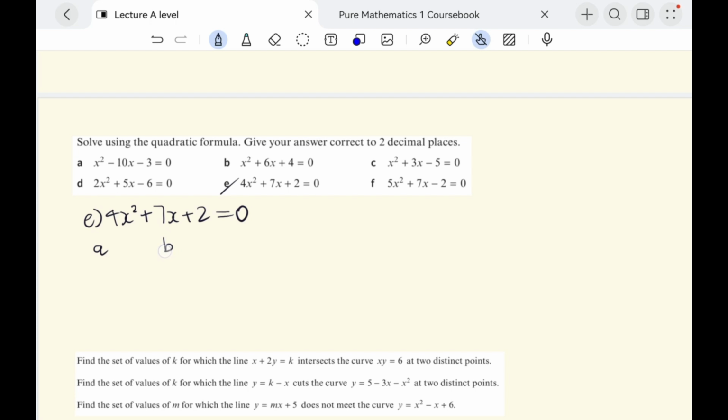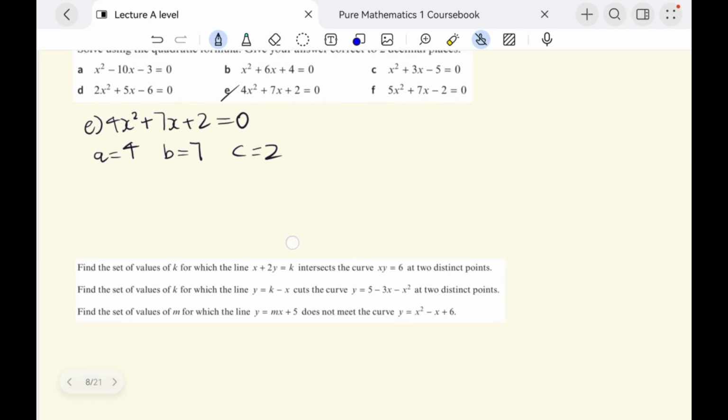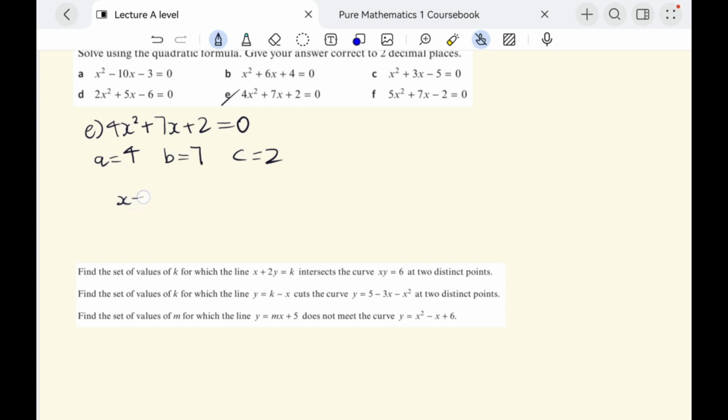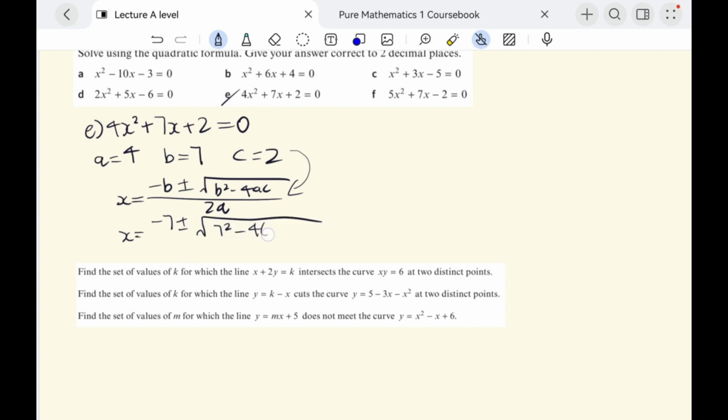Identify what is a, b, and c before applying the quadratic formula from your MF19. Okay, the quadratic formula is available in your MF19 that is given in your actual exam. Your a is 4, your b is 7, and your c is 2. Okay? And next, using the quadratic formula, which is negative b plus or minus the square root of b squared minus 4ac, divided by 2a. Substitute a, b, c inside the quadratic formula. Make sure it's 7 squared, and 4 and 2.